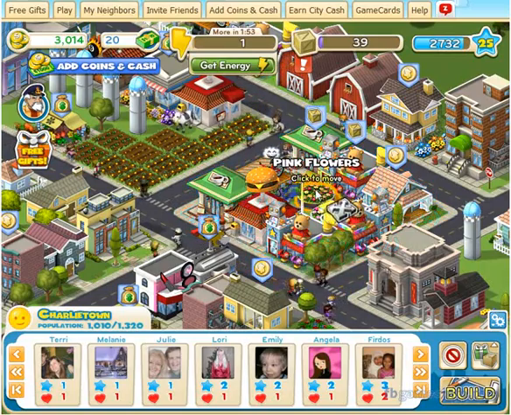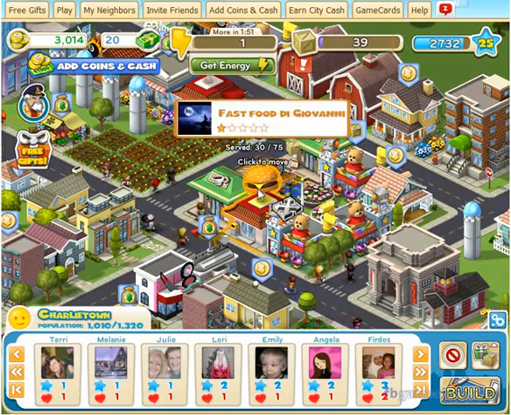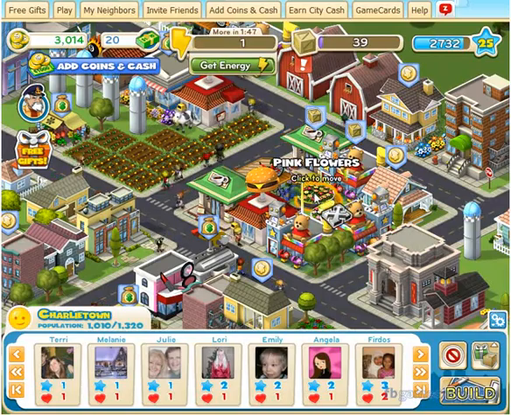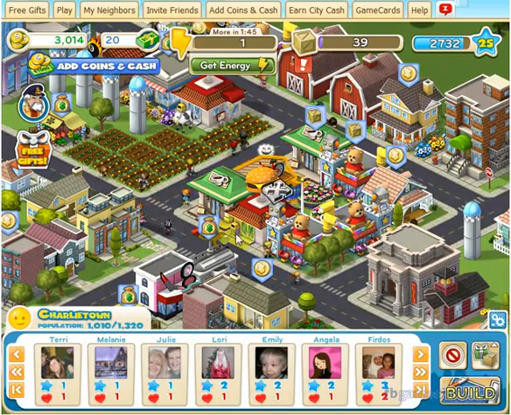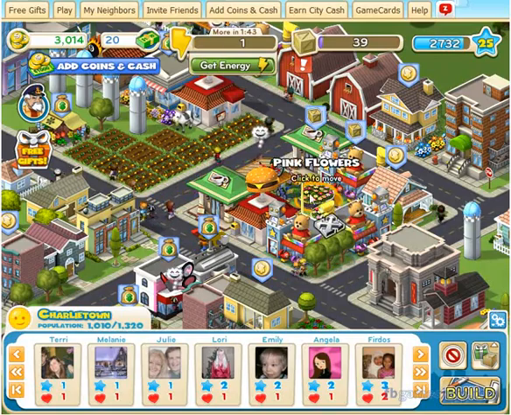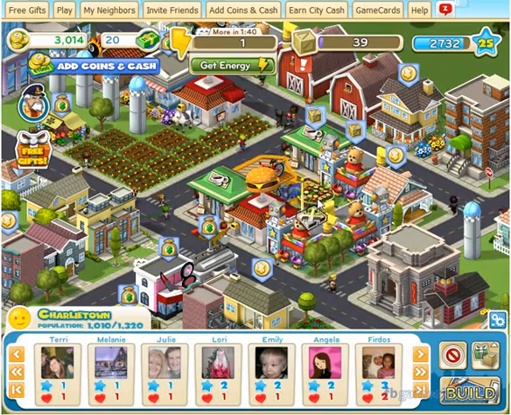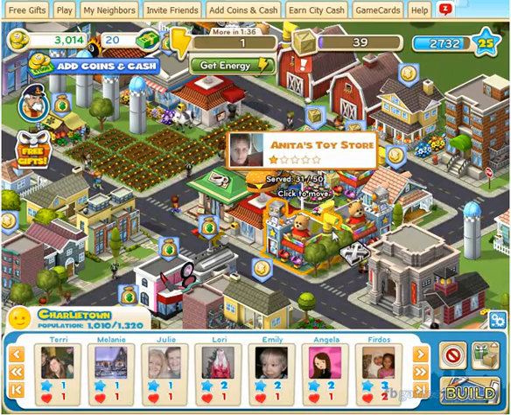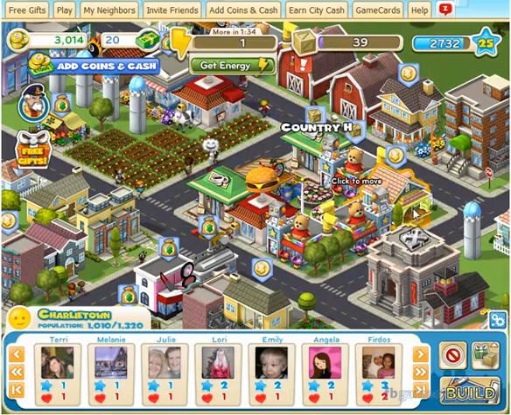So it's a valuable thing, the pink flowers, and the closer it is to each business or home, the more you can get off of one decoration by putting it kind of in the middle. So I like to have businesses in a big circle and then decorations in the middle, because the decorations then affect as many businesses or homes as possible.